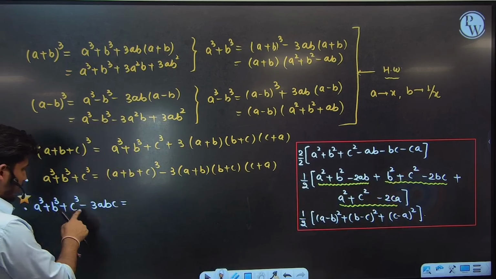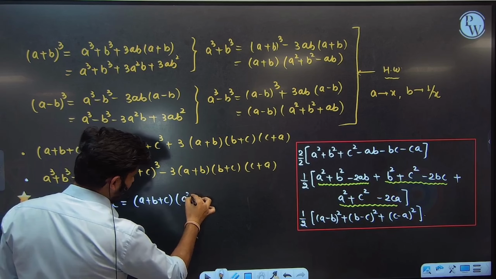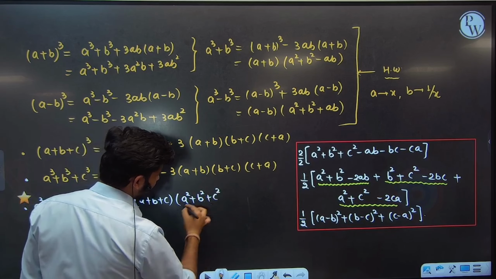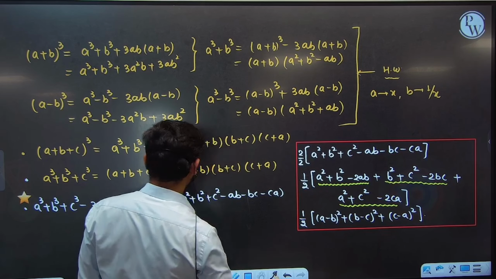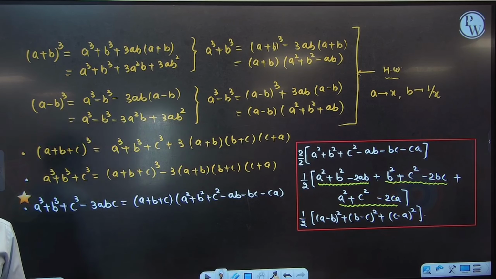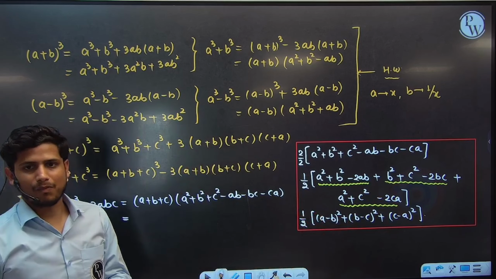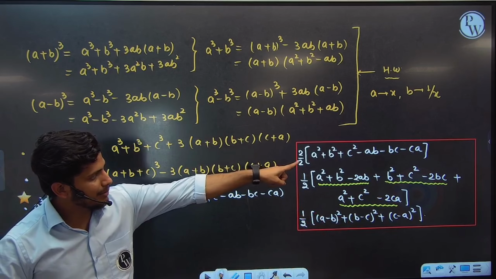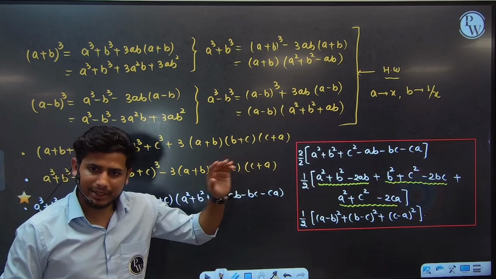Now, what is the formula? a plus b plus c, in another bracket, a square plus b square plus c square minus ab minus bc minus ca. Done. Here, a square plus b square plus c square minus ab minus bc minus ca is equal to half of (a minus b) whole square plus (b minus c) whole square plus (c minus a) whole square.